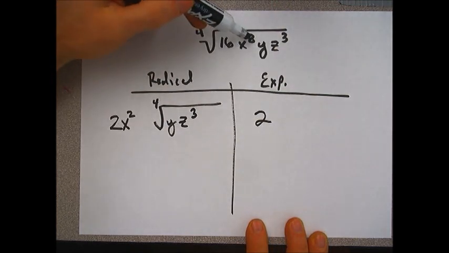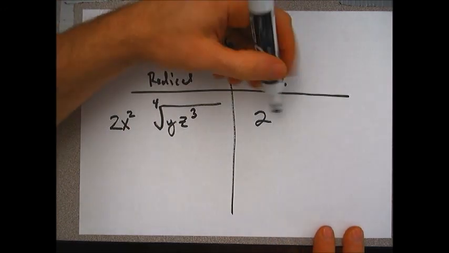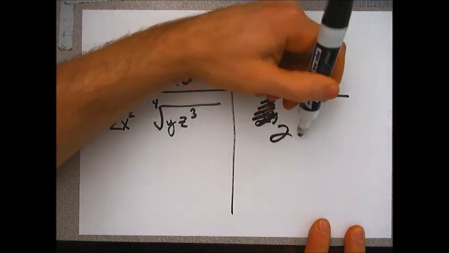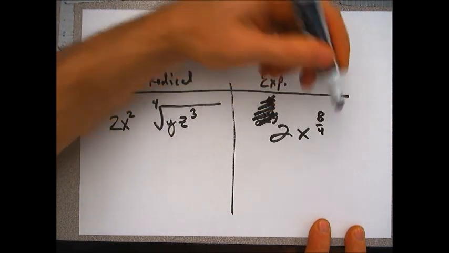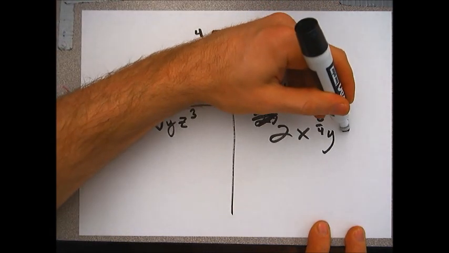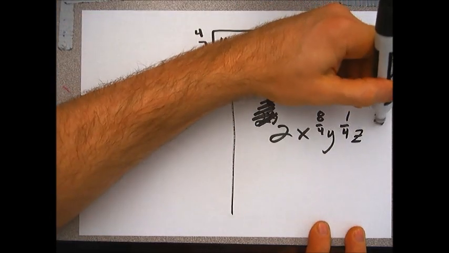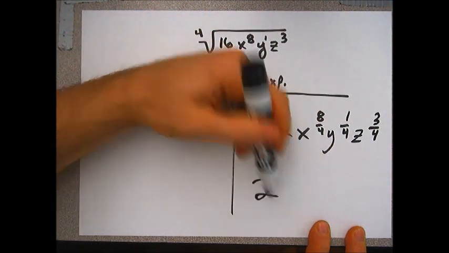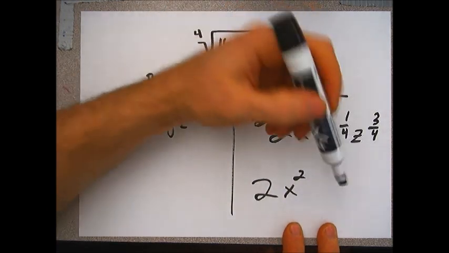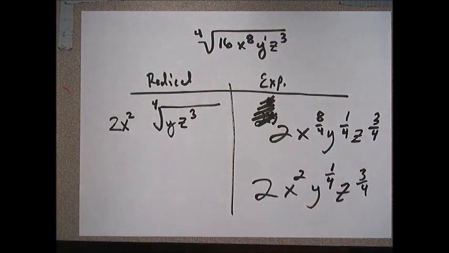4 and 8, this is power over root, so this is 8 over 4, but 8 over 4 is, so we'll do it in steps. x to the 2, x to the 8 over 4, which we're going to simplify in a second. y to the 1, 4, and z to the, and now we're going to simplify this. 2, x to the 8 over 4 is just 2. And that's exponential form. Good?